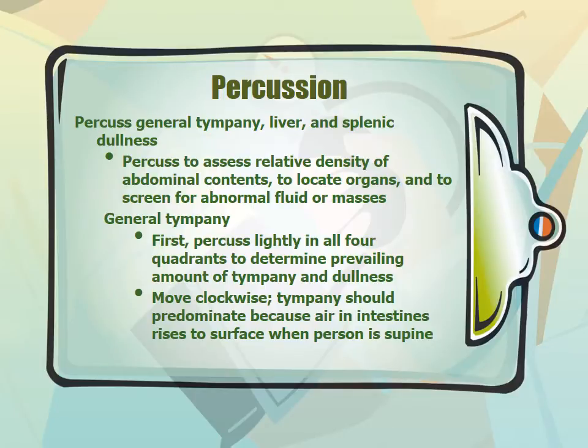and it helps us to screen for any kind of abnormal fluid or masses. We're going to first percuss really lightly in all 4 of the quadrants to determine any kind of prevailing tympany and dullness. And then we're going to move clockwise. Tympany should predominate because air in the intestines rises to the surface when the person is supine. Okay.